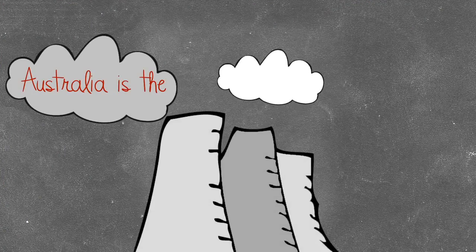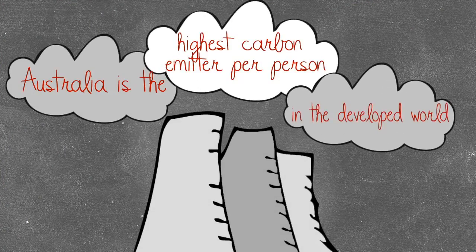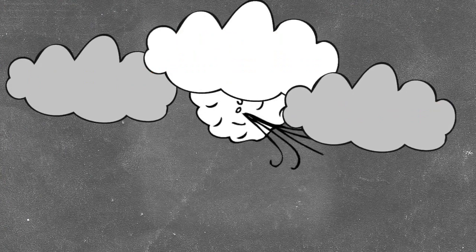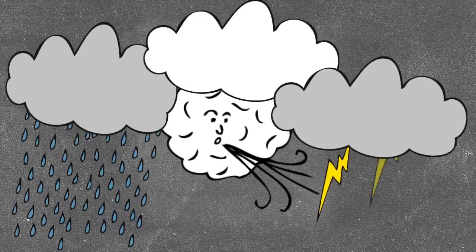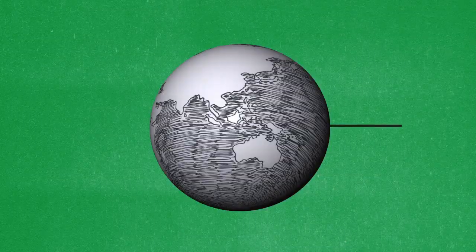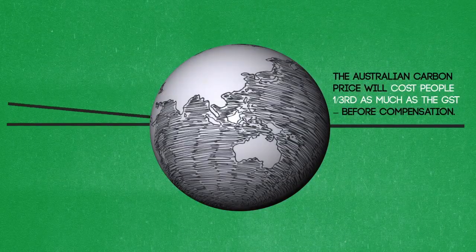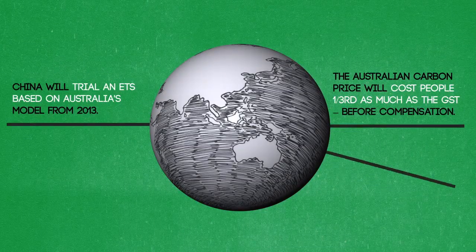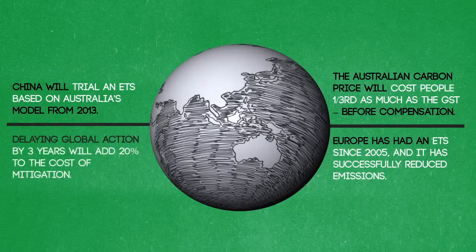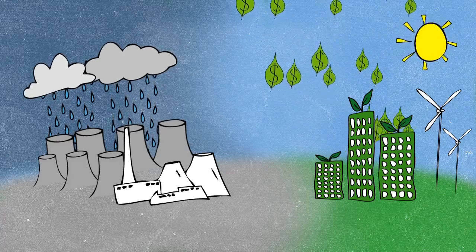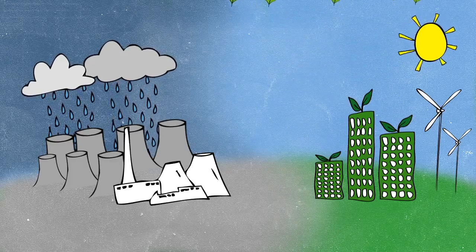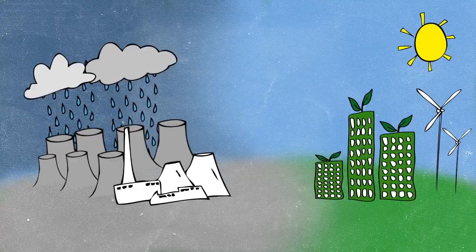the highest carbon emitter per person in the developed world. We're also one of the most environmentally and economically vulnerable countries. As the rest of the world moves towards a less carbon-reliant economy, we risk being left behind unless we embrace the clean industrial revolution. Carbon Price provides incentives to businesses and households to become more efficient and pollute less.